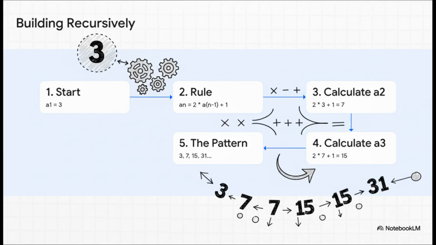Let's see how this actually works. Okay, so we're going to start with the number 3. The rule says to get the next term, you take the last term, multiply it by 2, and then add 1. So for term 2, we take our starting number, 3, multiply by 2, that's 6, add 1, and we get 7. Now for term 3, we take that 7, multiply by 2, that's 14, add 1, and we get 15. See how each step is built entirely on the one that came before?